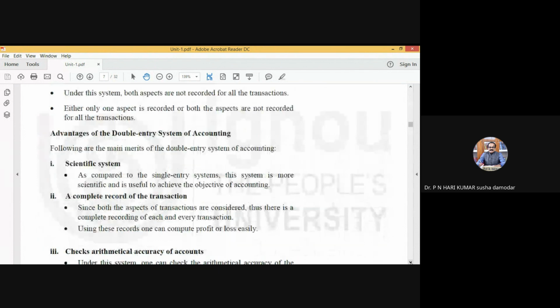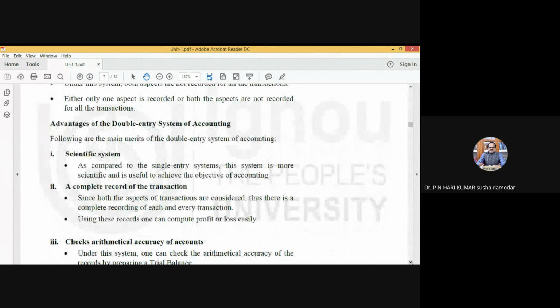Advantages of the double entry system. When we follow two aspects equally, debit and credit, what are the advantages? One is that it is a scientific system. If we record both the aspects equally, this is a scientific system. A complete record of transaction. A transaction is completed only when we identify both the aspects involved in the cash transaction. Payment of salary: salary is one aspect, cash is another aspect. Purchase of furniture: furniture is one aspect and cash is another aspect.